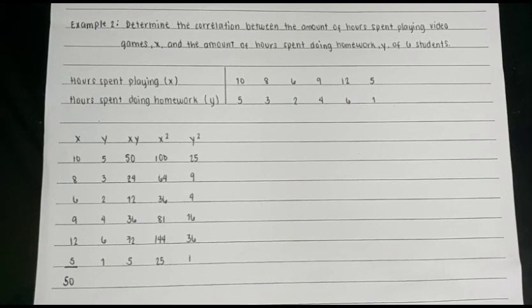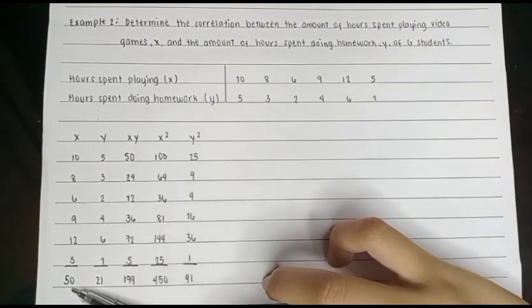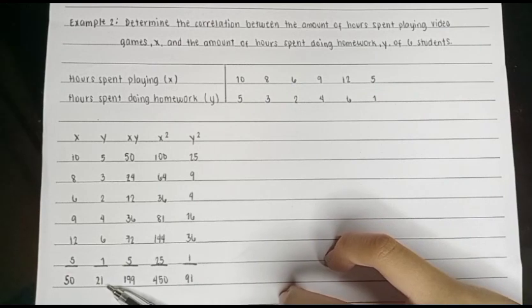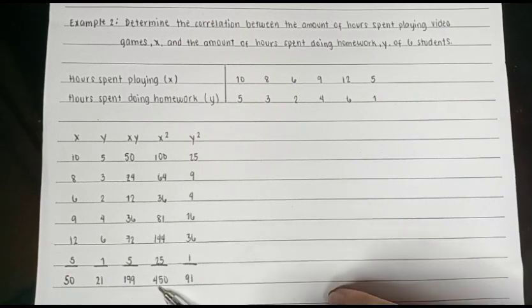Then the rest, same process lang ulit. So, ayan, nakuha ko na lahat ang sum each column. Therefore, the sum of our x is 50, and for our y is 21, and for our xy is 199, and for our x squared is 450, and lastly is the y squared with the sum of 91.